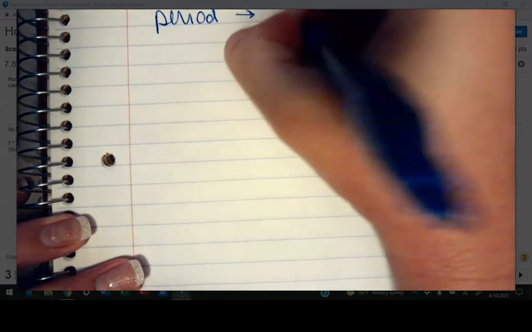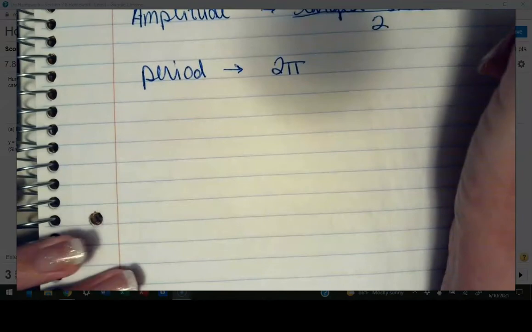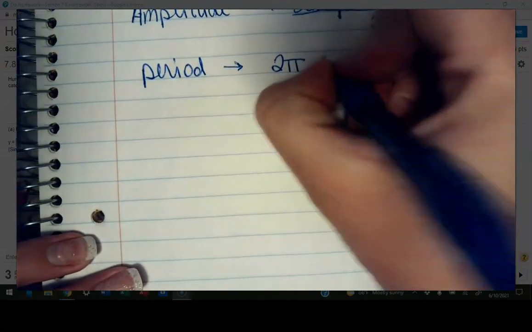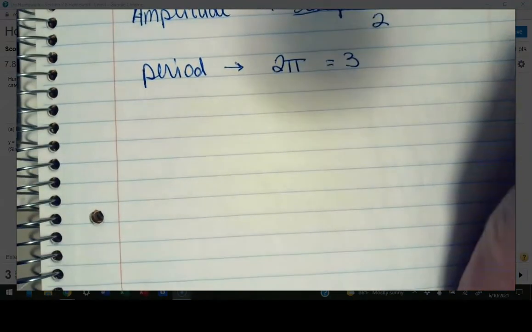So I know in order to figure out the period of my function, I'm going to take 2 pi, and I need that to equal 3.